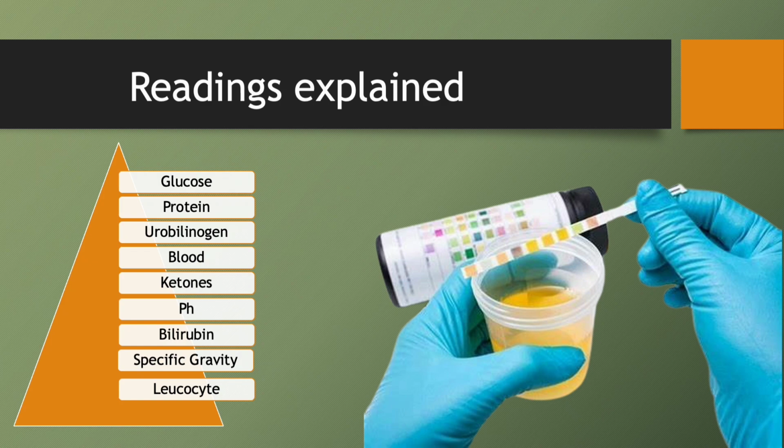The specific gravity of your urine, ma'am, is normally 0.010 to 0.025. If there's leukocyte, which is normally read at the last, it may indicate a bacterial infection.